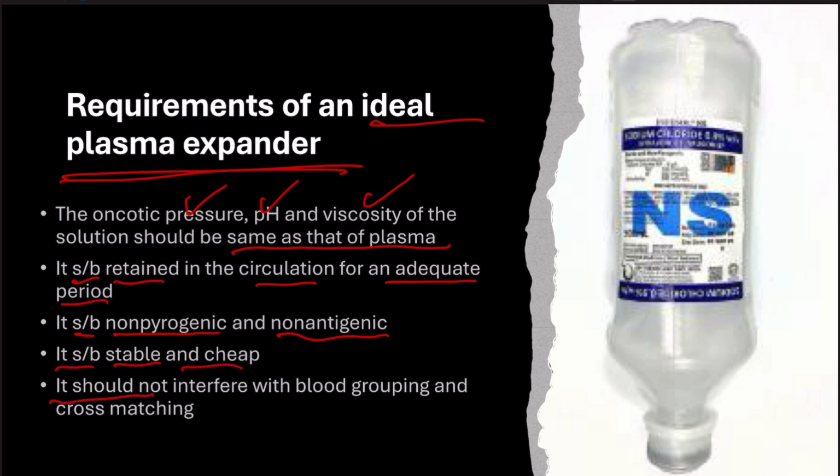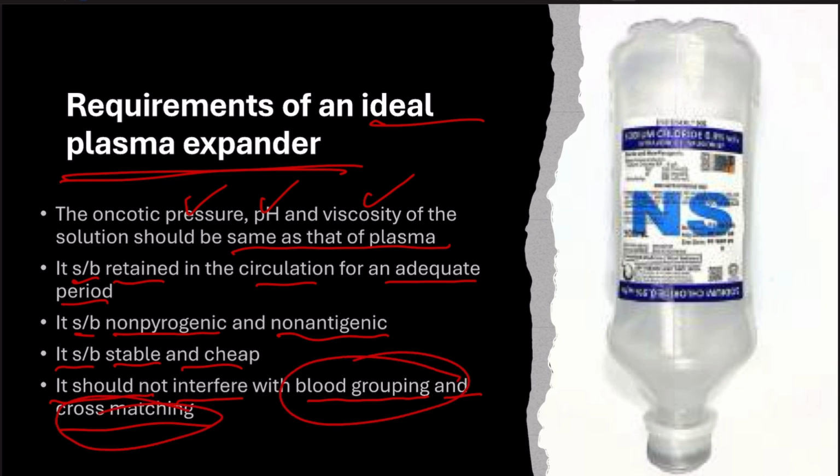Then it should not interfere with the blood grouping and cross matching, because for the definite management we are using the blood and the blood products. So if we are giving any plasma expander, it should not affect the blood grouping process and the cross matching process, so that we can finally progress on to the main treatment, that is the blood and the blood products. So these are the features of an ideal plasma expander.